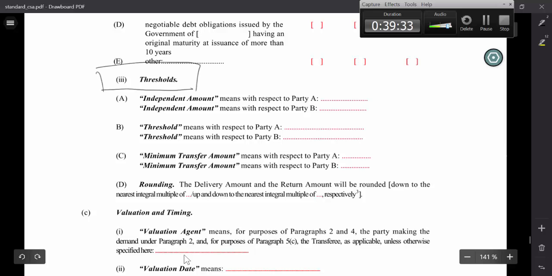Now, there is a threshold for JP Morgan and for GE Capital. There's a minimum transfer amount. There's also another thing called the independent amount, which I'll tell you now what that is. This is an initial deposit that you might place with the other party. So maybe you give them $1 million before you even start trading at all.